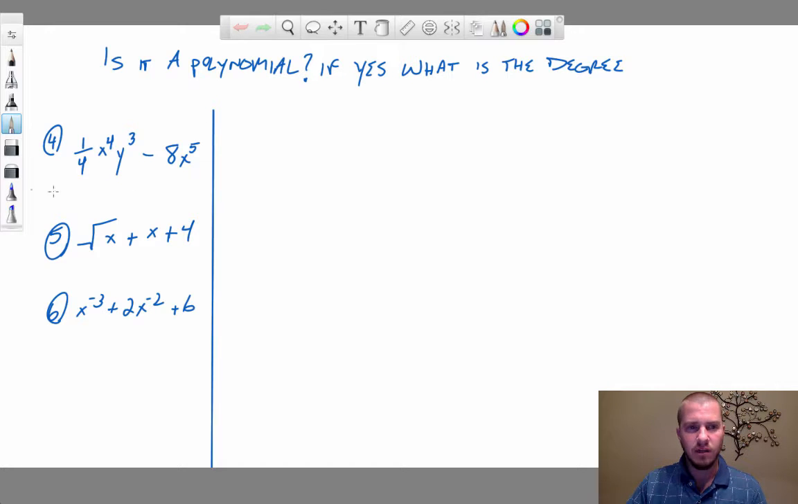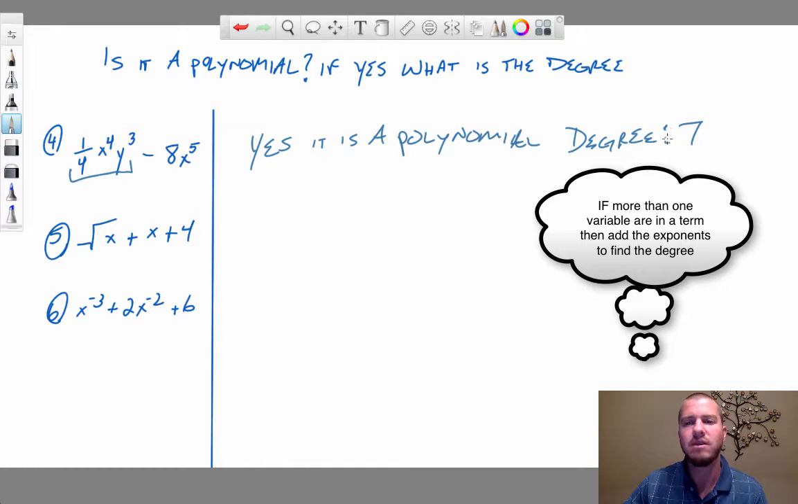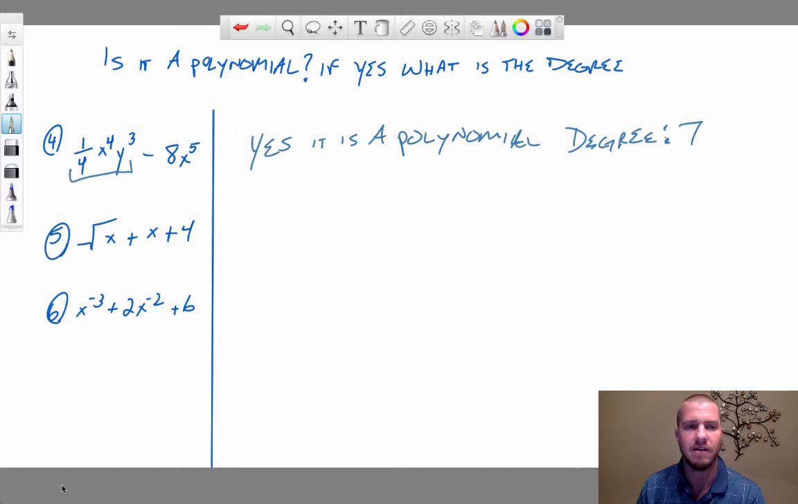So for this first one, all of my exponents are positive whole numbers, so this is a polynomial. And you may see here that the highest exponent is 5, but because these two exponents are in the same term, the degree of that term is 7, which means the degree of this polynomial, that's going to be the highest degree. So the degree is 7. You add the two exponents. If they're in the same term, you would add the two exponents to find the degree.